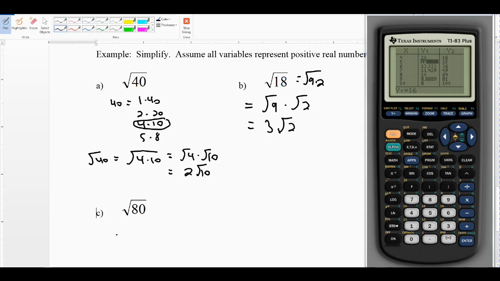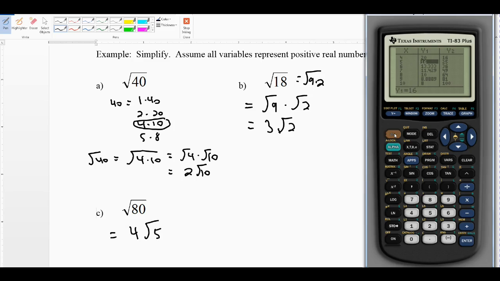Now watch this. Not using anything but the calculator. We have 5 times 16. 16 is a perfect squared number that we want to use. And over here it is. And what number squared is 16? 4 is. So that means the 16 comes out as a 4. And then this 5 remains underneath.